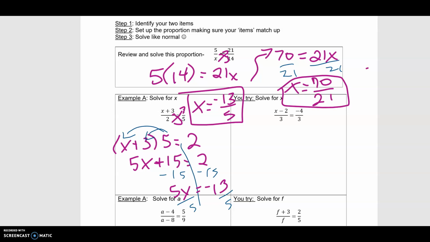Cross multiply. Make sure anytime that you have something in the numerator or denominator anywhere, such as in this next problem, where you have x minus 2 up there, put it in parentheses. Always make sure you put that in parentheses, and then you're just going to solve as normal like we've been doing for the last few days.